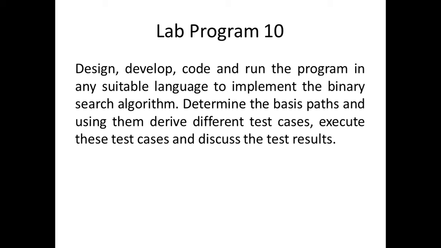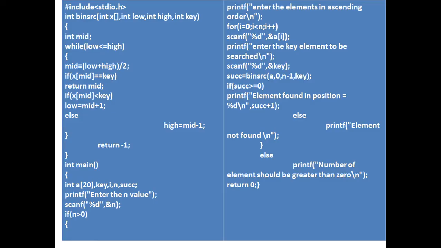And after writing the program, we need to write the basis path. We need to write the program graph. Using that, we need to calculate the independent paths, and then using those independent paths we have to derive the test cases for the binary search algorithm. Now this is the program here. And now in this program, I'll just explain the logic of the program.